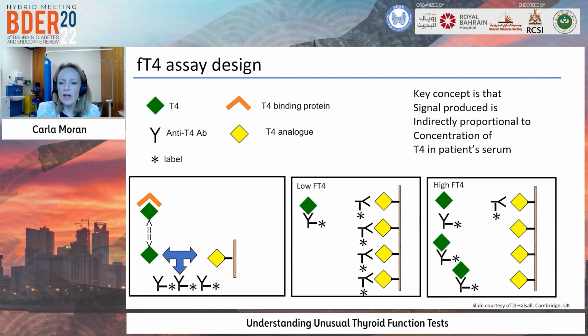For patients who have elevated T4 levels, the majority of the anti-T4 antibody binds to the endogenous T4. And so a lower amount is bound to the analog. So a lower signal is produced. And so the resulting T4 is presumed to be elevated. And in the majority of cases, these assays work perfectly fine to estimate our T4 levels.